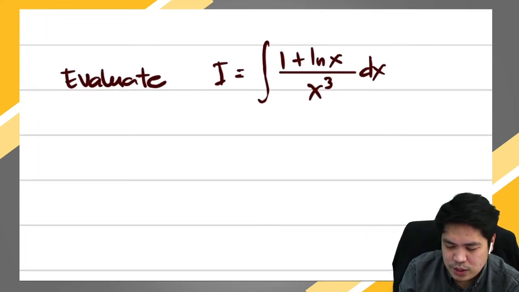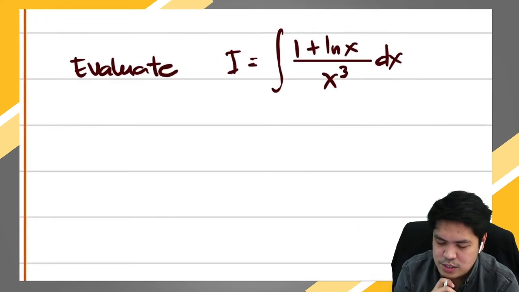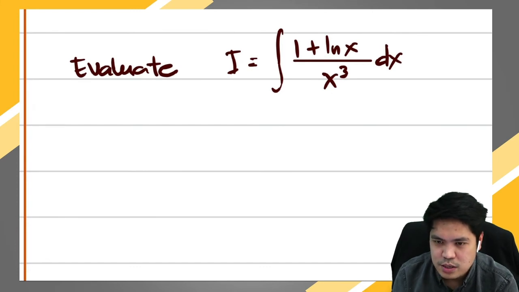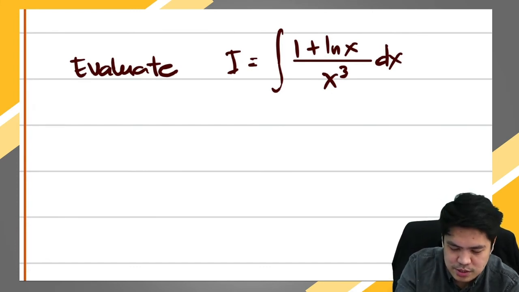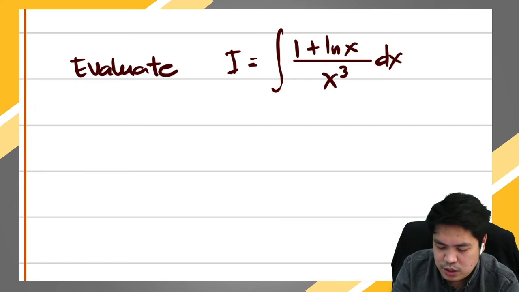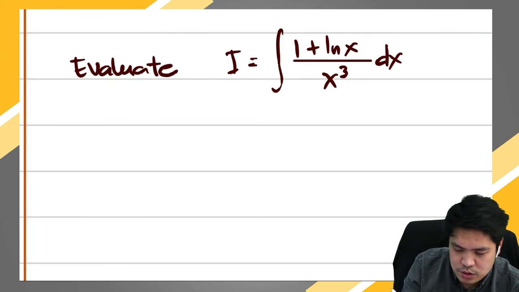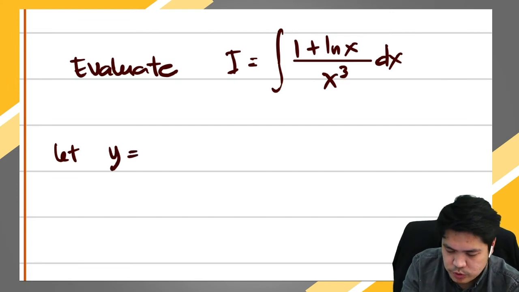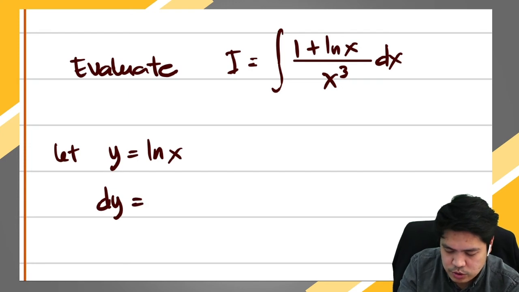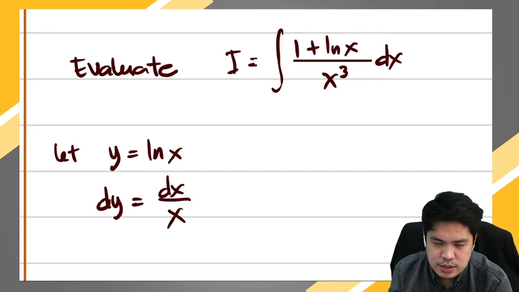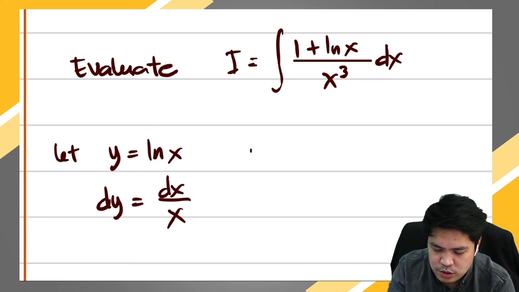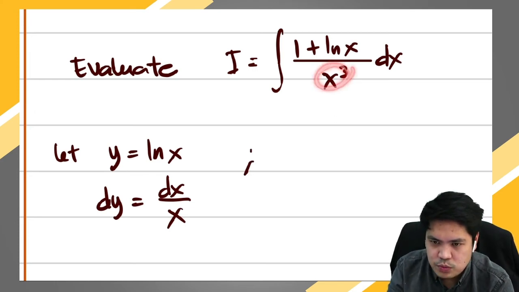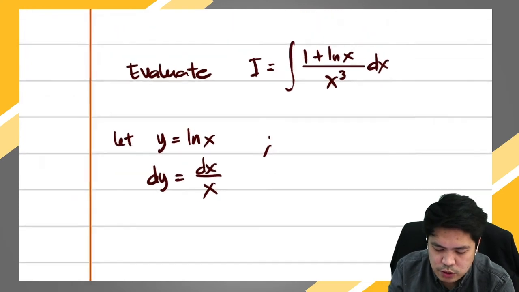How about if, instead of substituting 1 plus ln x, I'll just substitute ln x. But you can always substitute 1 plus ln x, but of course the whole process will be different. So I'll choose to use y to take the place of ln x. Of course, if I want to solve for dy, that would be dx over x. Then, remember, meron pa tayong x that we need to substitute. So, therefore, we need to solve for x.